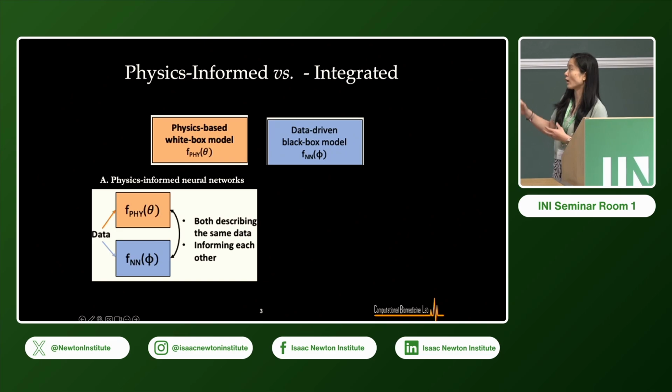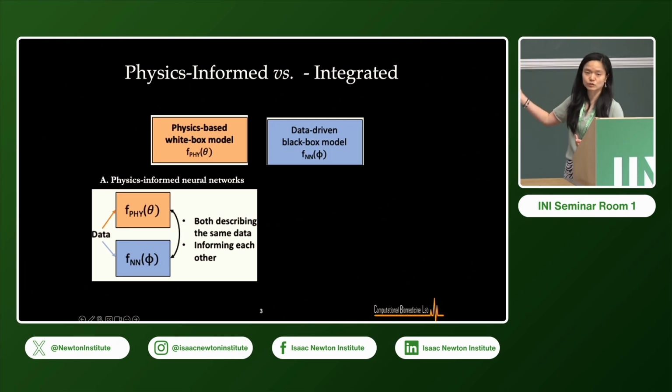So we want this neural network to be solving the PDEs that we are interested in, or in a more general sense, if it's a surrogate model, then we want the neural network to describe the same thing that this physics-based model is describing. If it's the forward PINN, then the physics PDE is constraining the neural network. And if it's inverse, then they're sort of constraining each other.